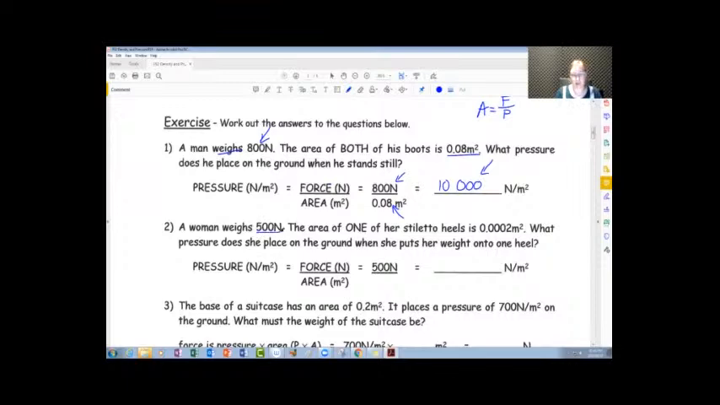Now let's look at this. A woman weighs 500 newtons, so that's less than that, right? And the area of one of her stiletto heels is that. What pressure does she place on the ground when she puts her weight onto one heel? We've still got pressure as force over area, but our force is now 500, and our area is 0.0002 square meters. If we put that into our calculator, we get 2.5 million newtons per square meter.